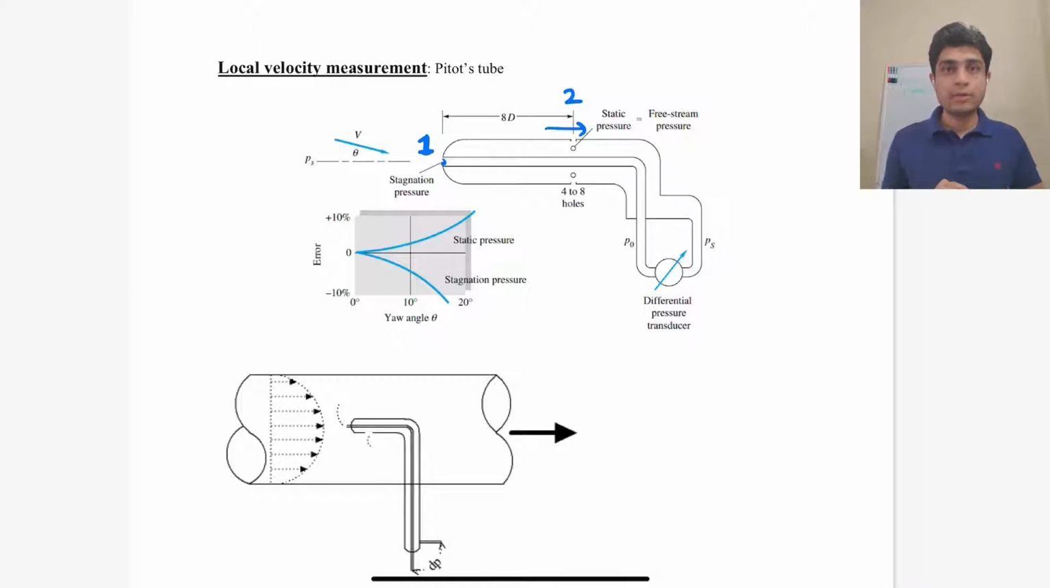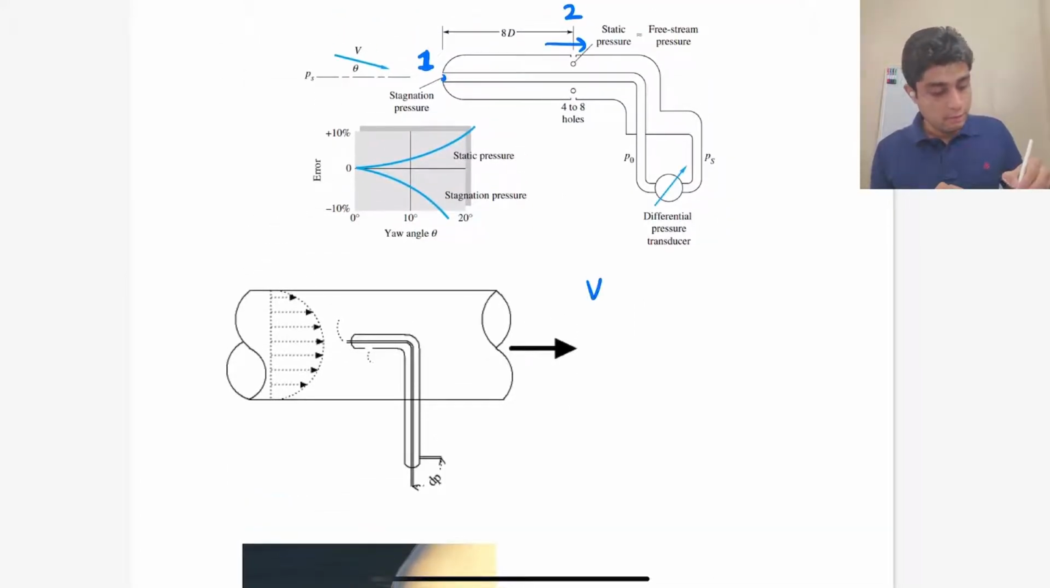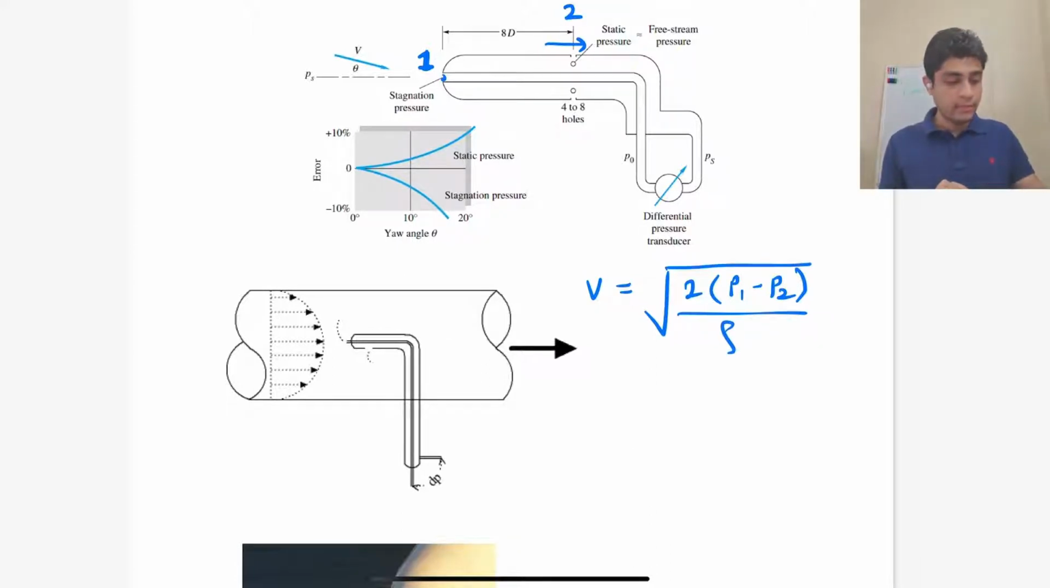And using the Bernoulli equation between points 1 and 2, we can then find out the velocity of the fluid from this pressure difference. The velocity is simply the square root of 2 times the pressure difference between the stagnation point 1 and the static point 2, divided by the density of the fluid. So this pitot tube can be easily used to measure the local fluid velocity. Let's say you have a laminar flow in a pipe as shown here, and then you just insert the pitot tube at different locations and you can find out the local velocity there.